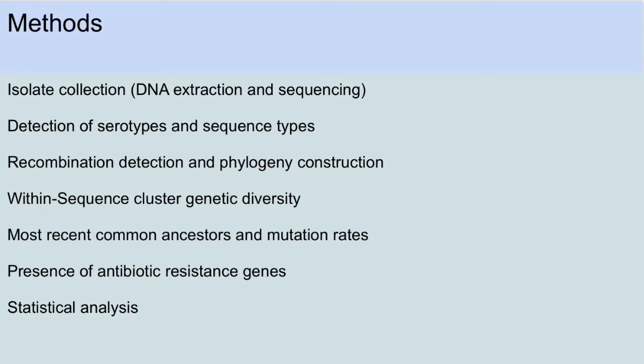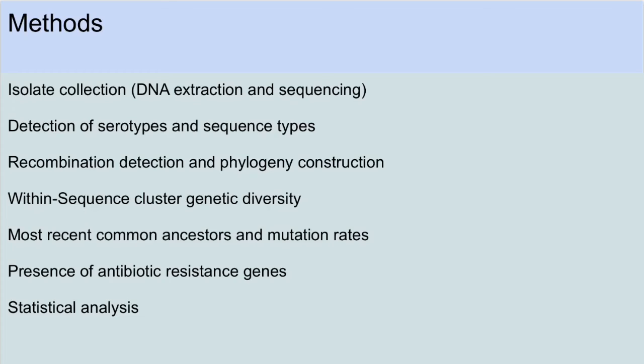Third, they had to detect recombination and construction of the phylogeny, and they used GATK to realign the insertion and deletion sites, then generated consensus whole genome sequences. From there, sequence clusters were identified. Then, for within sequence cluster genetic diversity, they calculated the pairwise distances between isolates in the phylogeny and the terminal branch distances.